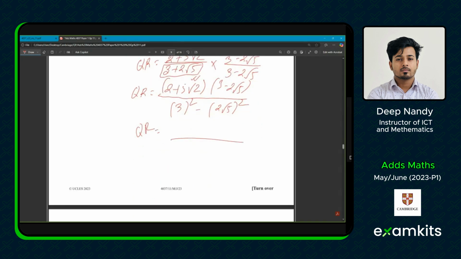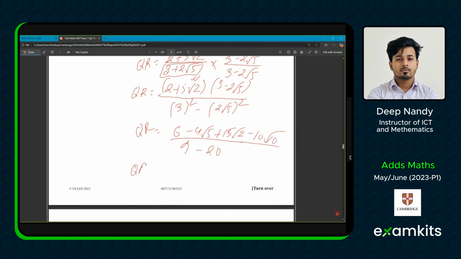So it's 9 minus 2 root 5 whole square equals to 20. So it's 9 minus 20, and upper here is 6 minus 4 root 5 plus 15 root 2 minus 5 root 2 into 2 root 5. 5 root 2 into 2 root 5 is 10 root 10.